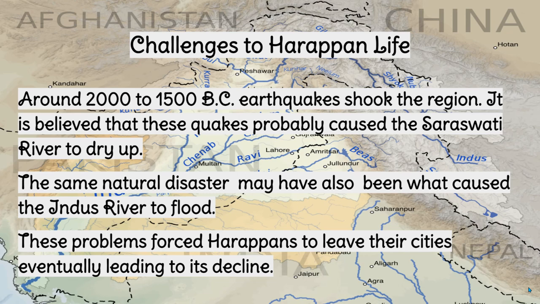The same natural disasters may have been what caused the Indus River to flood, which we do know earthquakes can cause the waters to act very strangely. Earthquakes can cause tsunamis. They cause flooding, and so that's really why they think that's what affected the Harappan civilization. Unfortunately, these problems would eventually force the Harappans to leave their cities, and this eventually led to its decline.